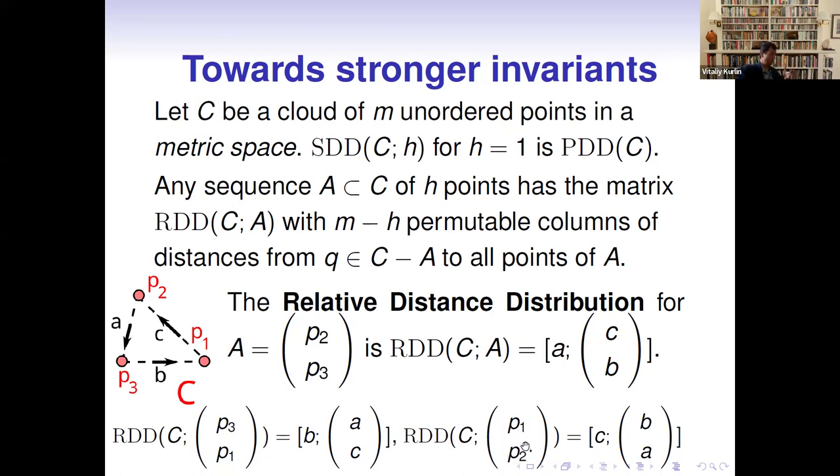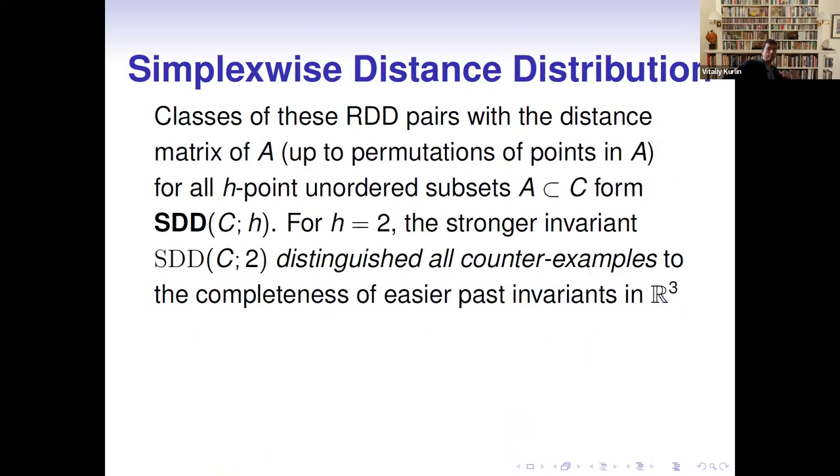And one more trick. If you simply swap these two points, that's easy, because the rows in that matrix are swapped. But generally, we should consider all pairs of points. Only after that we get an invariant. So similarly to the point-wise distance distribution, we should consider all points together. So after defining this RDD, we need to take all these RDDs for all subsets. It's enough to take only one subset if we consider RDD up to permutations of rows.